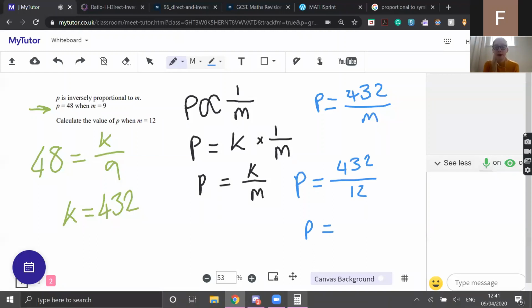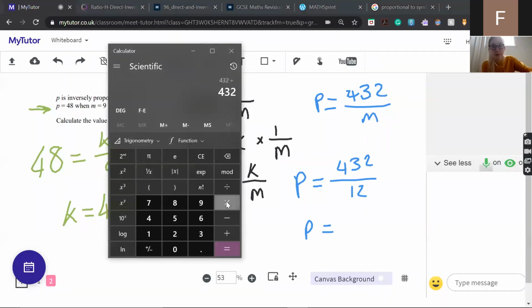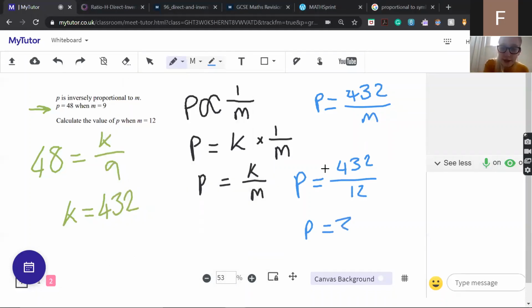So let's go ahead and do that. 432 divided by 12 is 36, which I think quite a lot of you got, which is really good. So you can see all of these questions are essentially the same thing, because you just have to work out what your equation is in terms of k, work out k, and then plug values in. So proportion isn't as scary as it seems, and I hope that this is proving to you that it's not too scary.